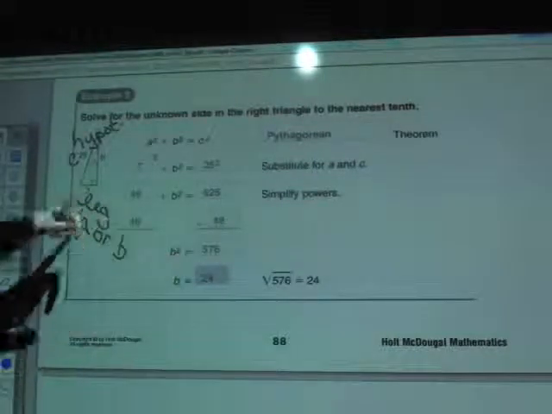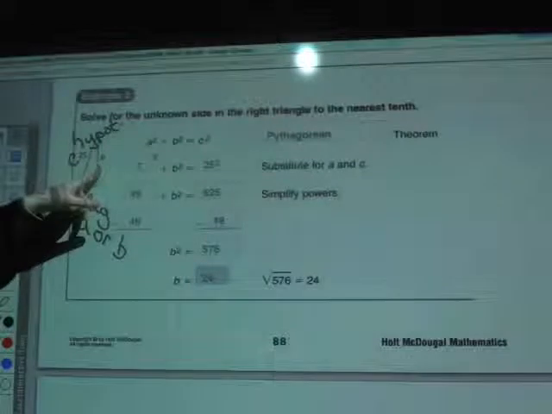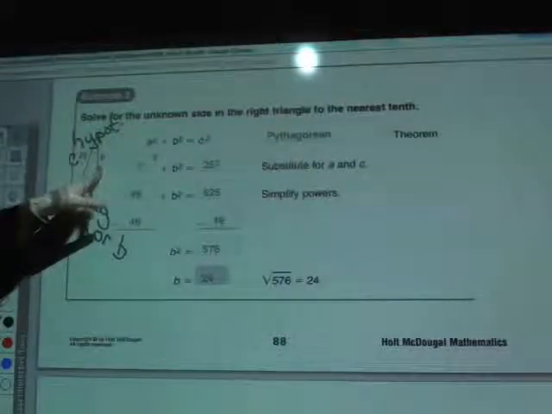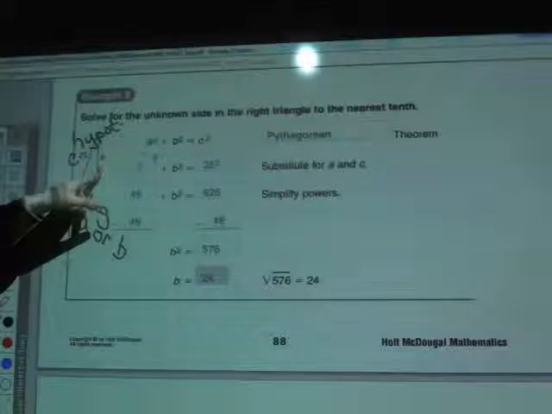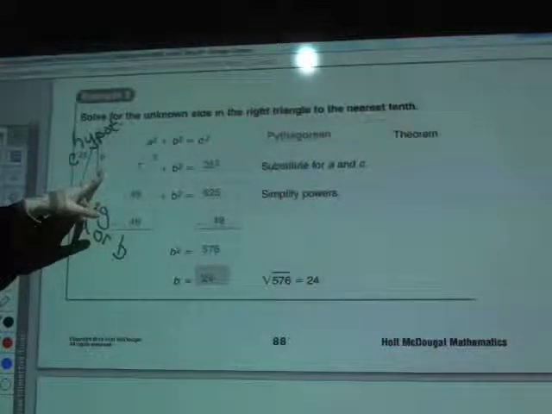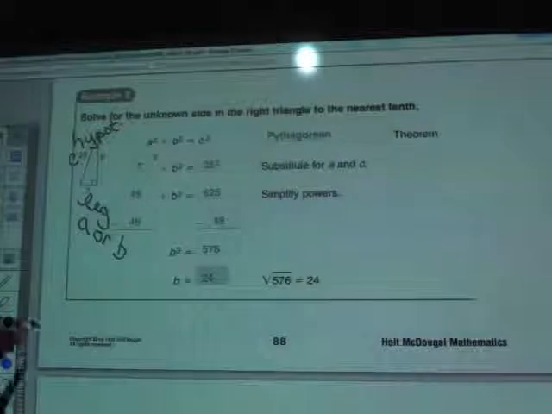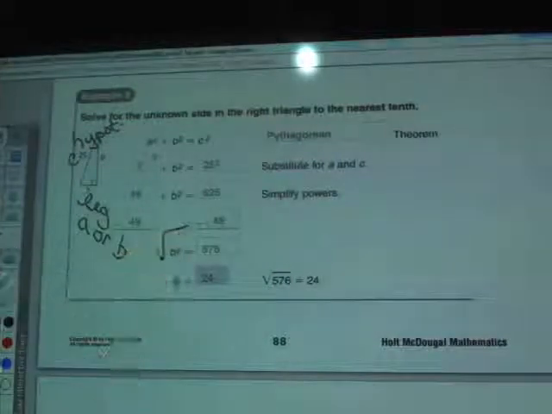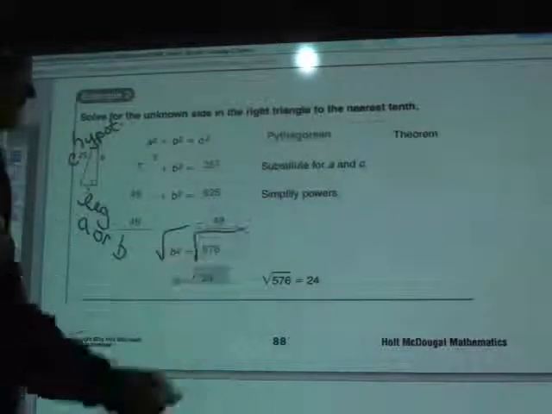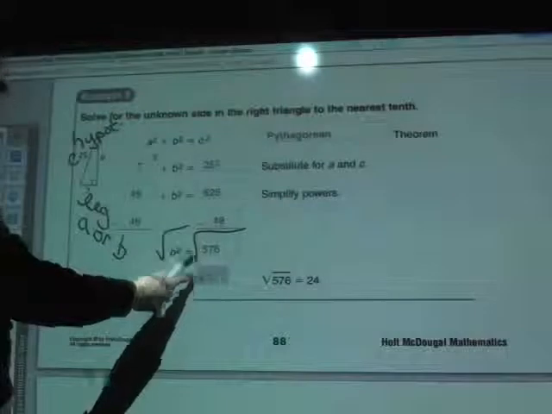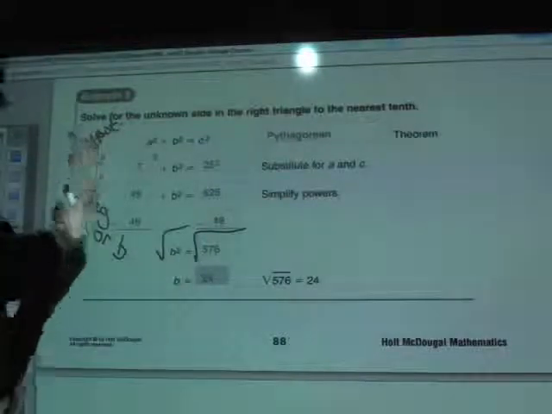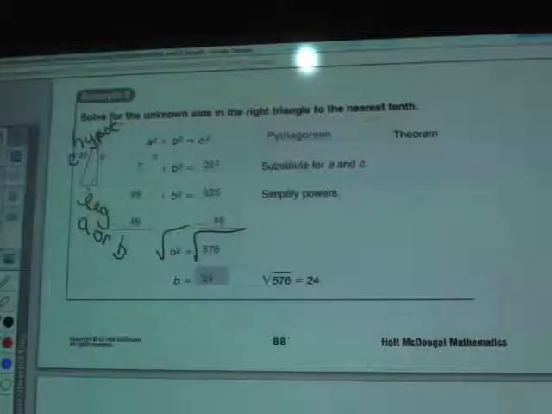Well, remember, looking back at this triangle, this side isn't labeled b squared. It's just labeled b. So to get from b squared back to b, now what you have to do is take the square root. So I'm going to take the square root all the way across here. Square root of b squared is b. Again, squares and square roots cancel each other out. That's why that works. Take the square root of 576. That's 24. So this side here must measure 24 units.